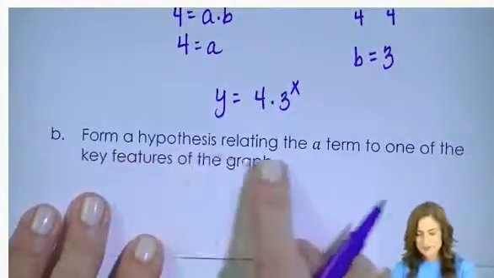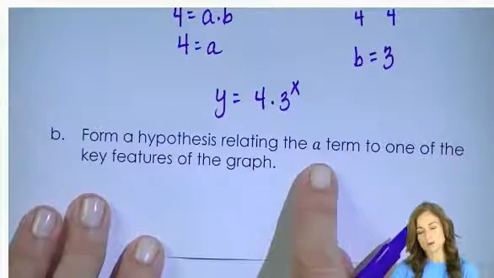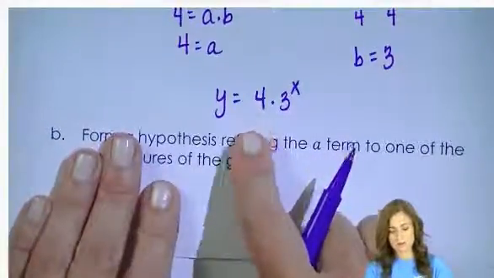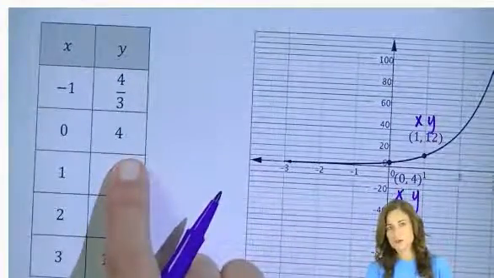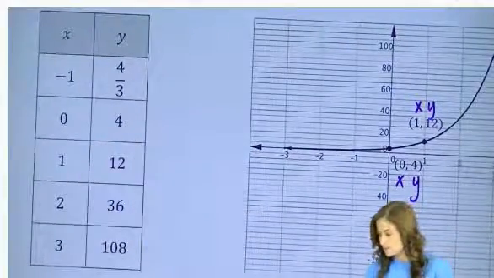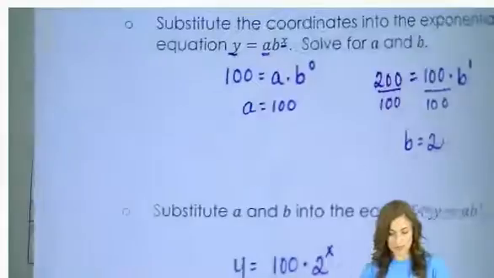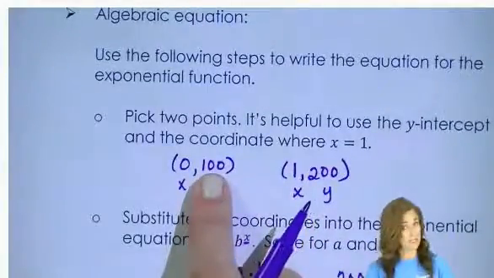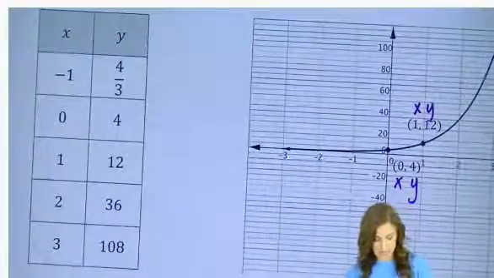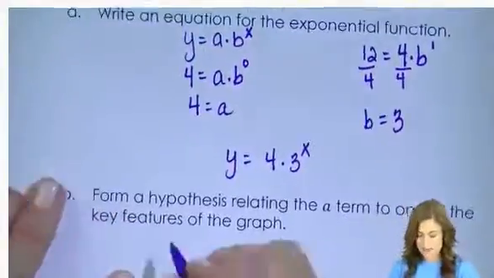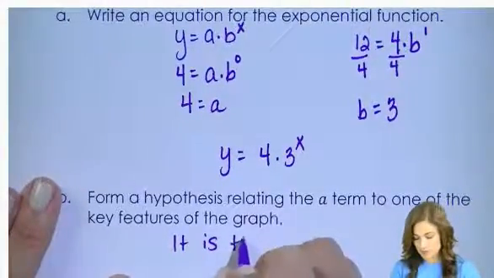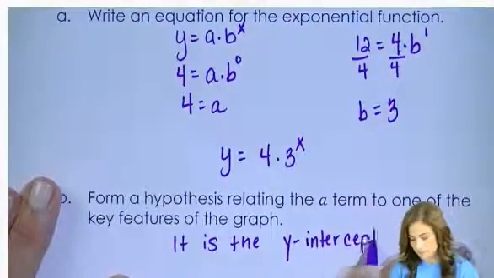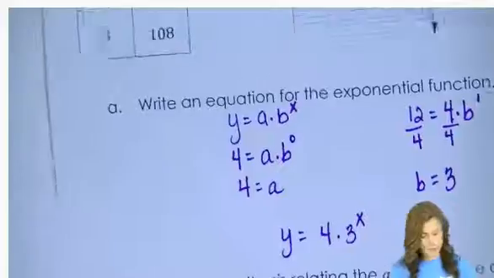Now, can you form a hypothesis relating the a term to one of the key features of the graph? Well, in this case, it was 4. What do you notice about your y-intercept? Your y-intercept is 4. Let's look at that last one that we did. My a ended up being 100. What was my y-intercept? My y-intercept was 100. So we should notice that a is the y-intercept. Okay, well, let's keep going.